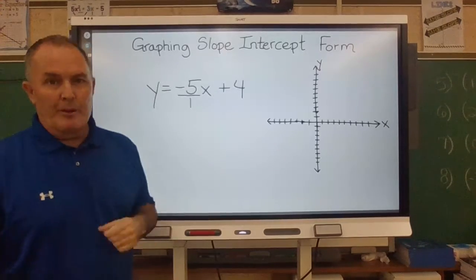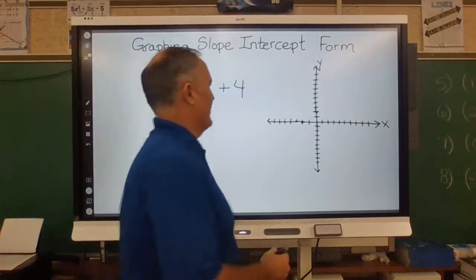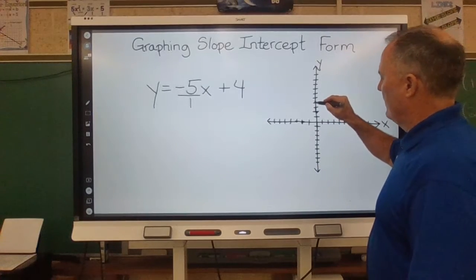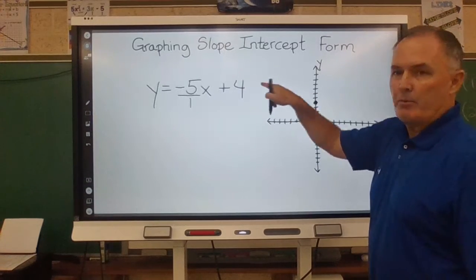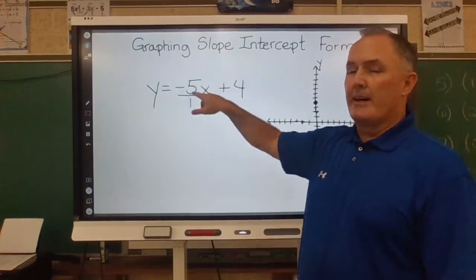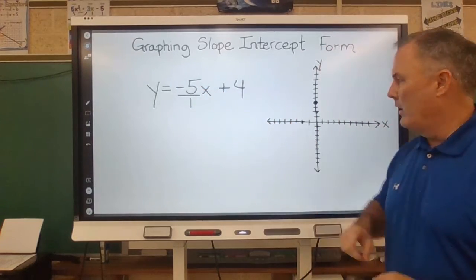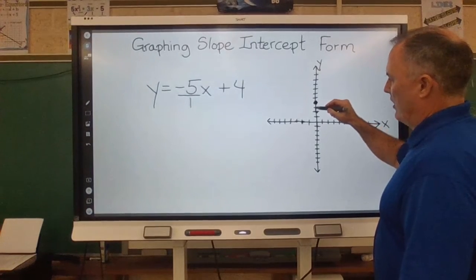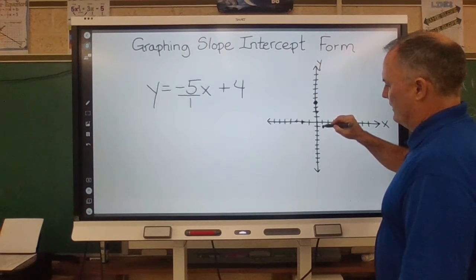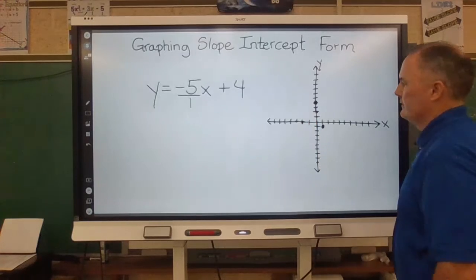Okay, now we have a starting point of +4 this time. Remember, that's the y-intercept. So I'm going to go over to the graph, go up to number 4, 1, 2, 3, 4, and that's my starting point, +4. Now, from this point, I'm going to use my slope to find my second point. I'm going to go down 5 and over 1. So down 5, 1, 2, 3, 4, 5, then over 1. I'll put a dot there. So I went down 5, over 1.